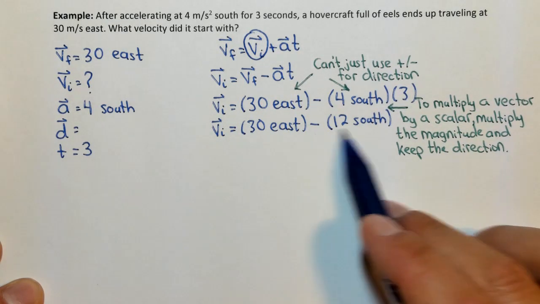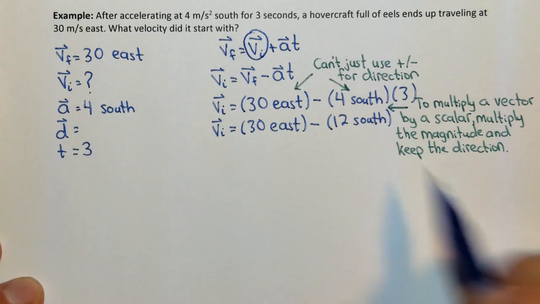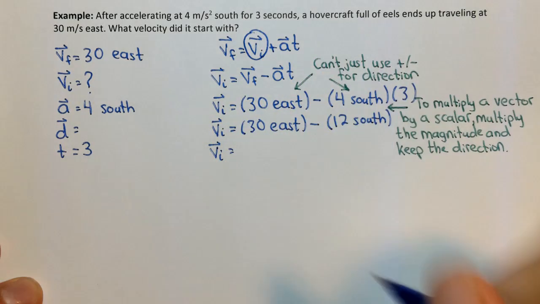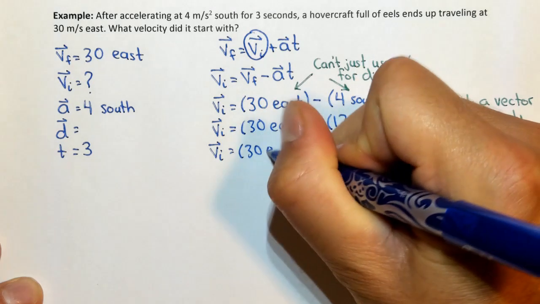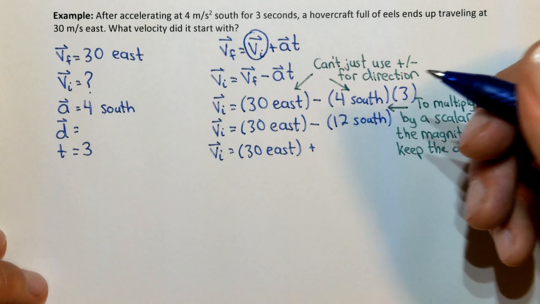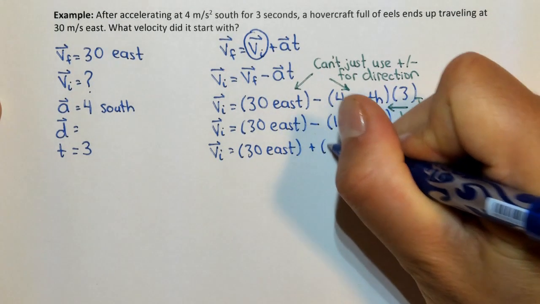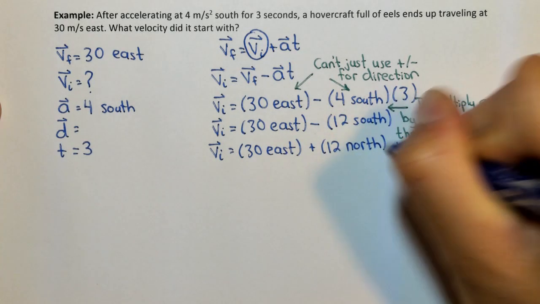So to subtract this vector, I actually can add the opposite. Question is, what's the opposite of 12 south? Well, as you might expect, I basically just flip the direction. We can think of this as putting a negative in front of it. And the opposite of 12 south is 12 north.